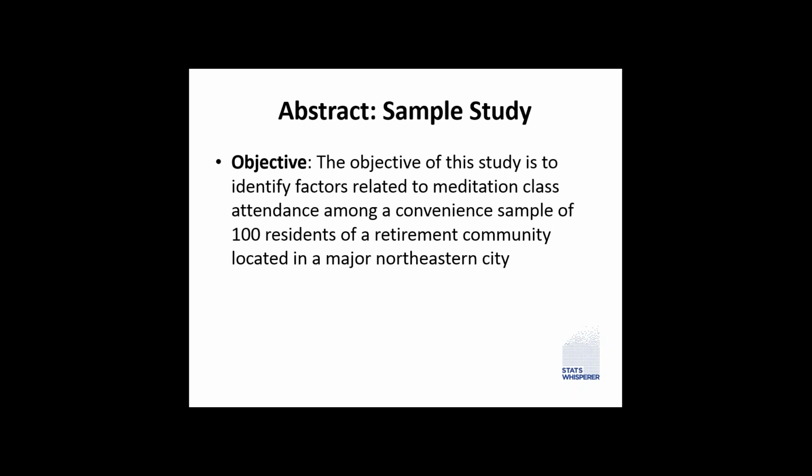So normally in an abstract, like I said, different journals have different requisites, but many of them ask you to list the objective, right? So what's the objective? So very plainly we say, and our objective is to identify factors related to meditation class attendance among our convenient sample. You see how we slipped that in there? So we put the sample type, right? So one sentence conveys many essential traits of the study, right? A convenient sample of 100 residents in a retirement community. So there's our target population in a major northeastern city. And there's our setting. Right? So one sentence, a whole bunch of key things.